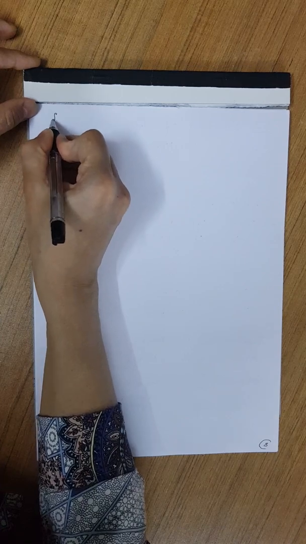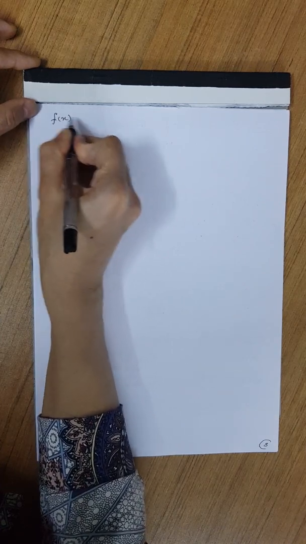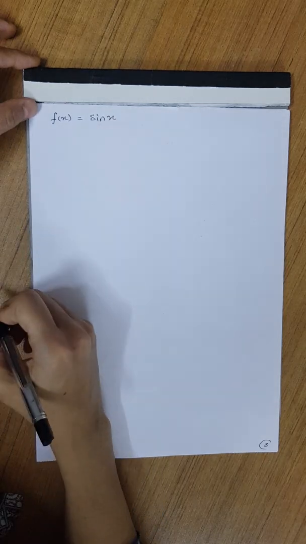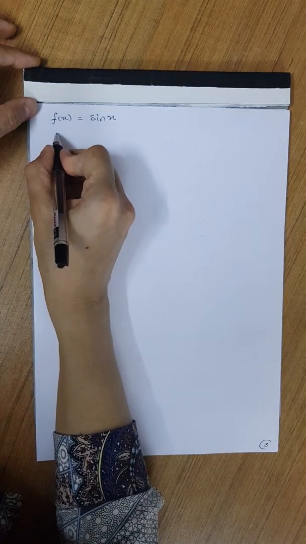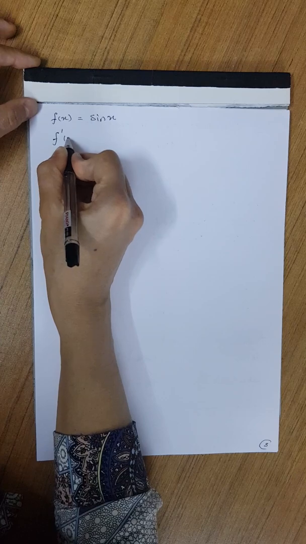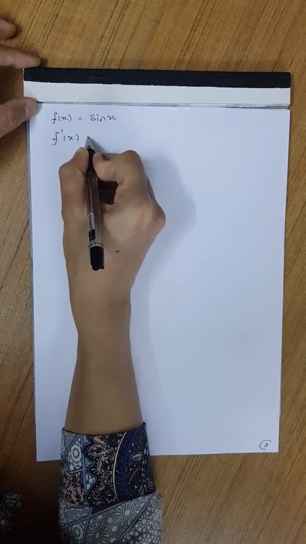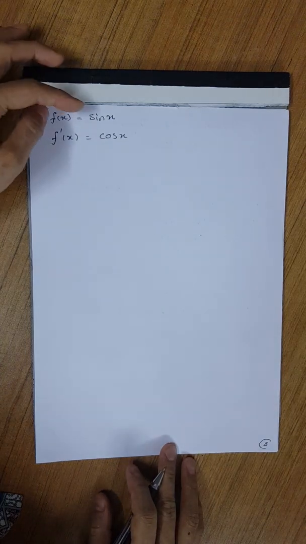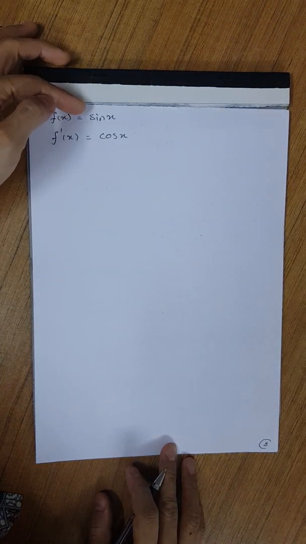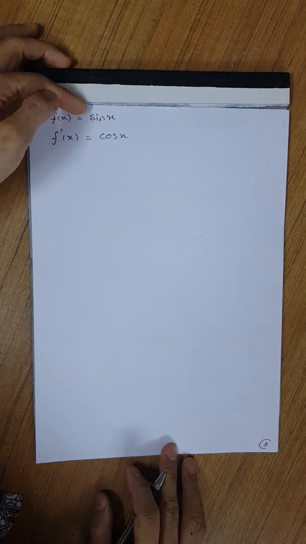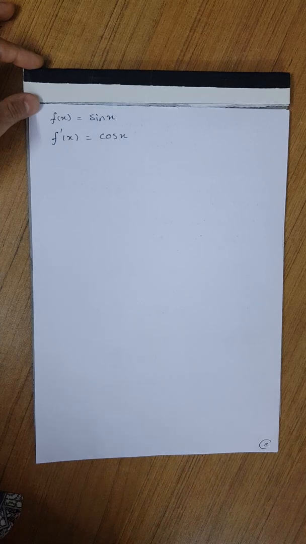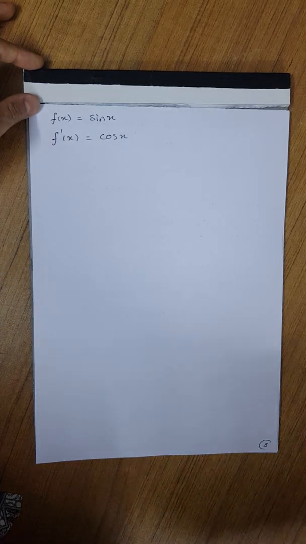If I have got f of x equal to sine of x, to find the derivative of this one, f prime of x is equal to cosine of x. So in general, when we have got the first trigonometric function sine of x, and it is required from you to find the first derivative, the derivative of sine of x is equal to cosine of x.